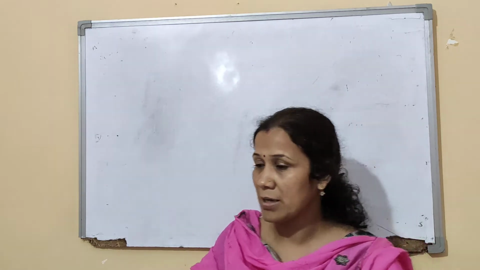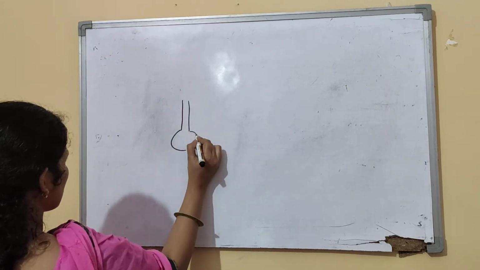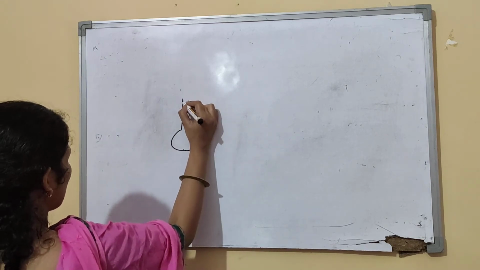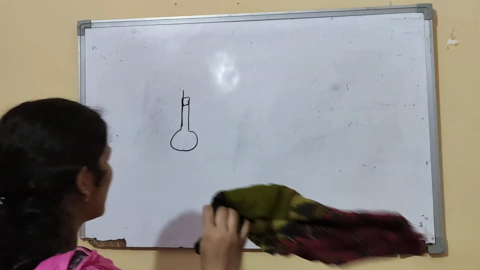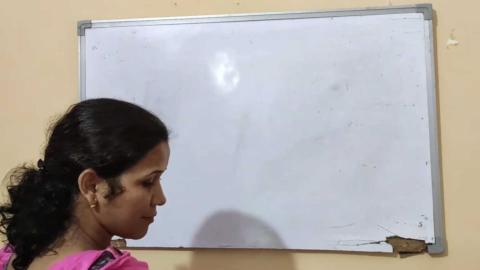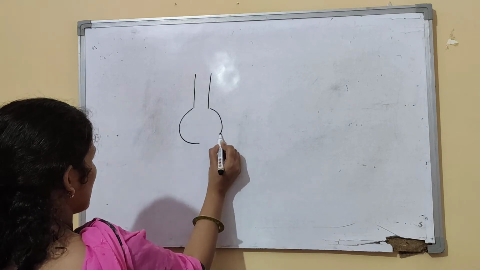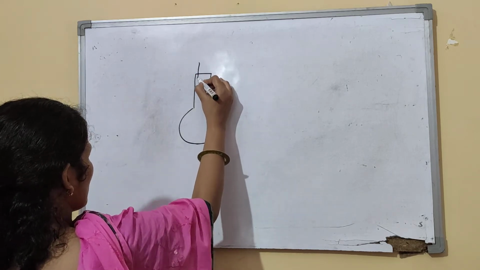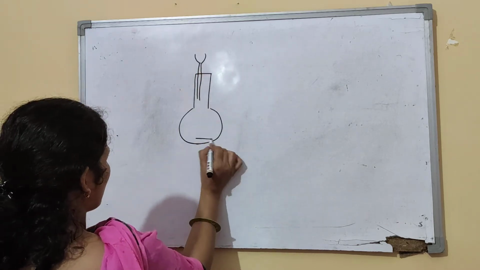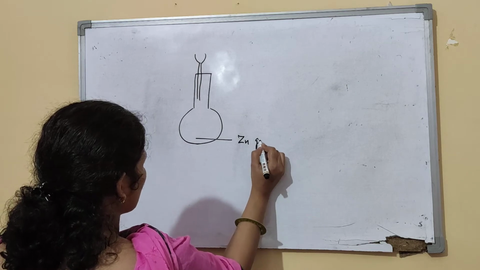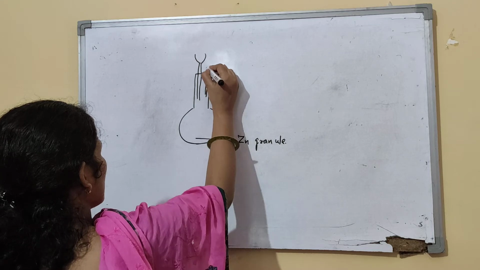We will perform an activity to see how a metal reacts when treated with a mineral acid. We take a round bottom flask and put a thistle funnel in it. We have zinc granules here and a delivery tube to collect the gas.